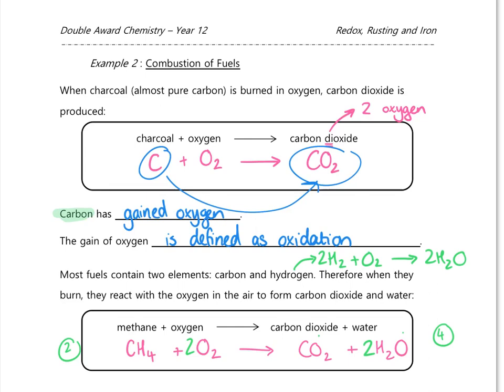So we can see here that again, this is an oxidation reaction. If we look at it in terms of carbon, first of all, carbon is here on the left hand side and it has then become CO2. So carbon has become CO2, so it has gained oxygen. In terms of hydrogen then, we can see that we've got H4 here, and then it's become H2O. So the hydrogen again has gained oxygen, and we know that the gain of oxygen is defined as oxidation.